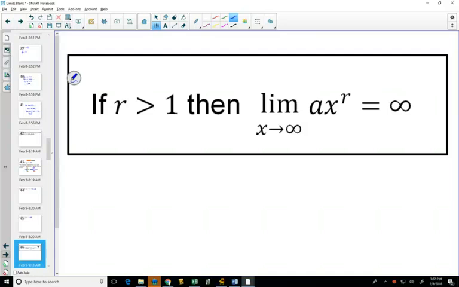Abstract-wise, if you had any power, and that power, the r value, was bigger than 1, as x gets bigger, so would your whole function. If it's smaller than 1, you should be between 1 and 0. Look at 0: x to the 0 is 1.